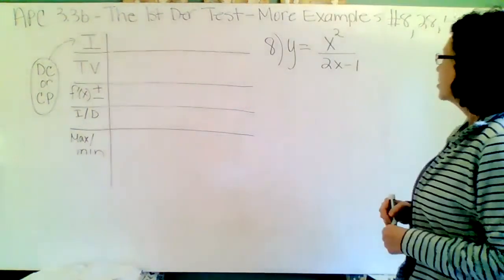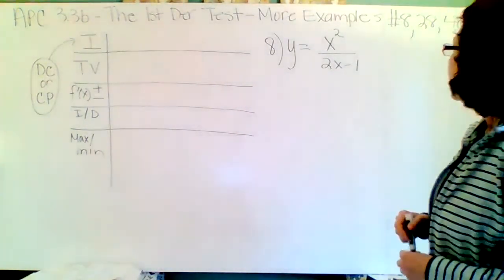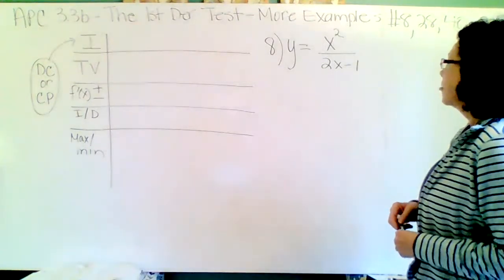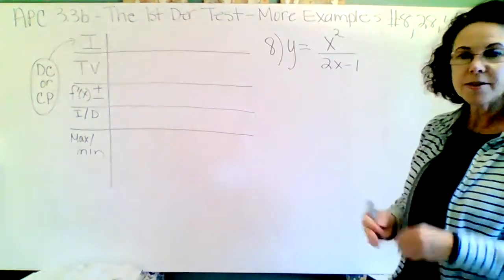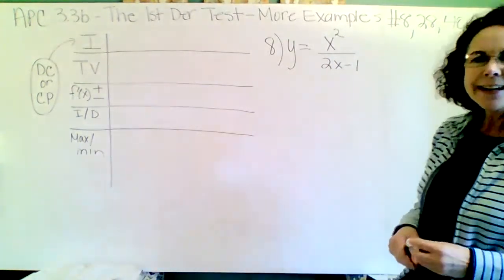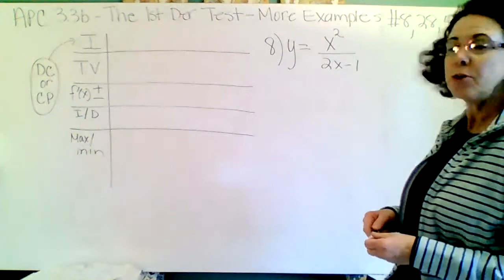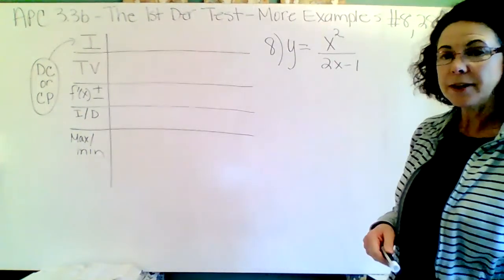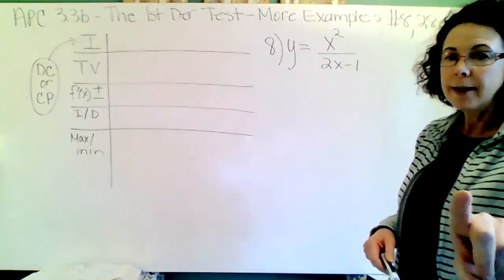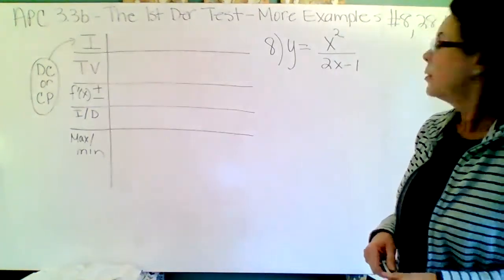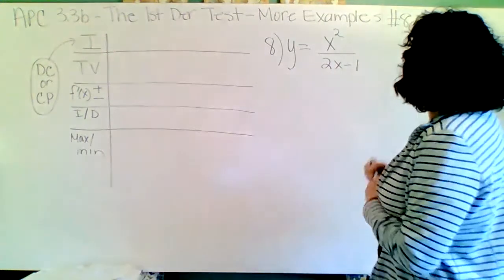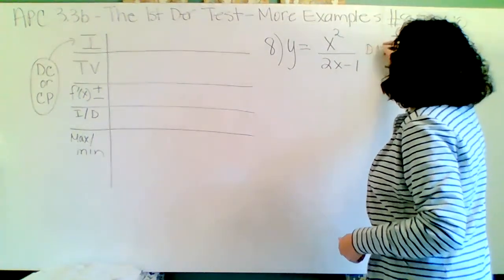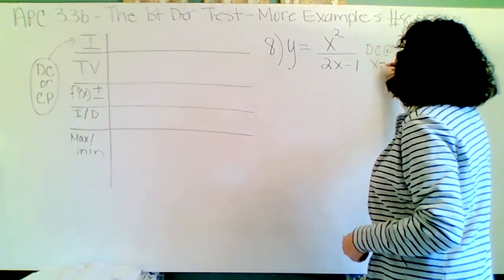This is number 8. You were given y equals x squared over 2x minus 1. Now, because this is a polynomial in the numerator and denominator, this is a rational expression, and it is continuous everywhere from negative infinity to infinity, except for where the denominator is 0, right? Notice that that would happen at 1/2, right? So I do have a discontinuity at x equals 1/2.